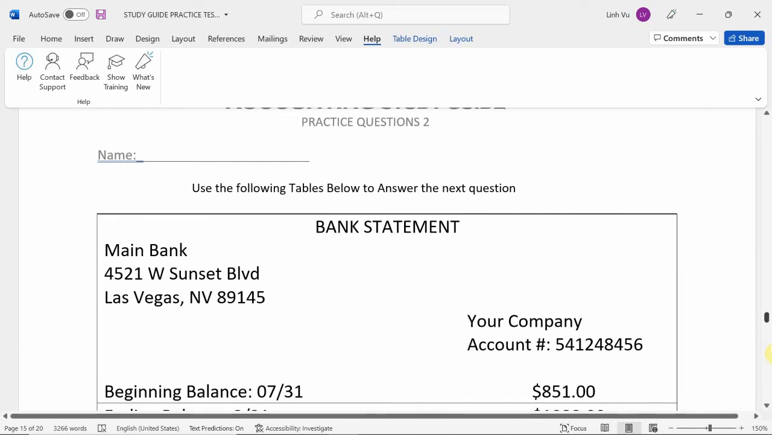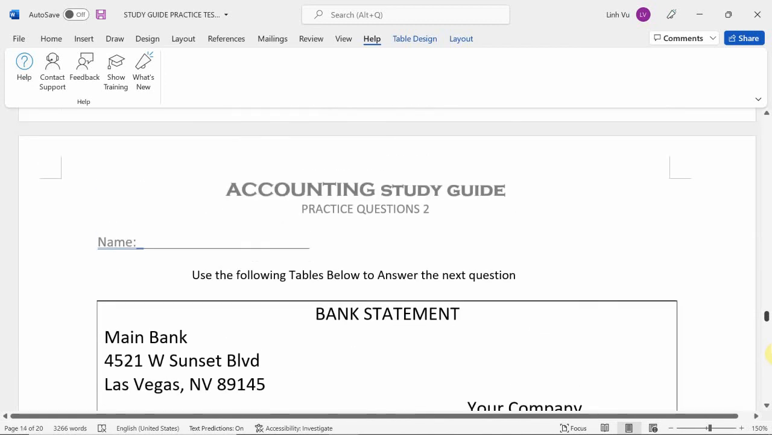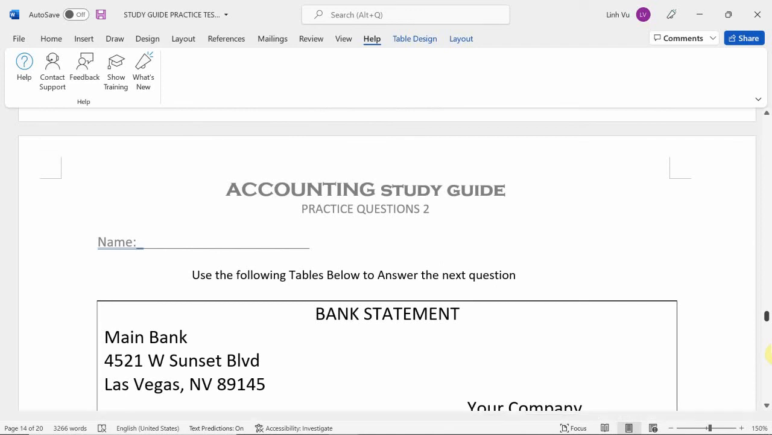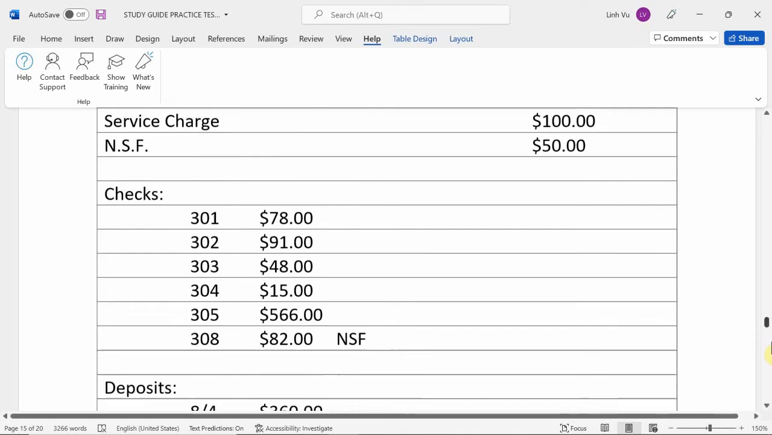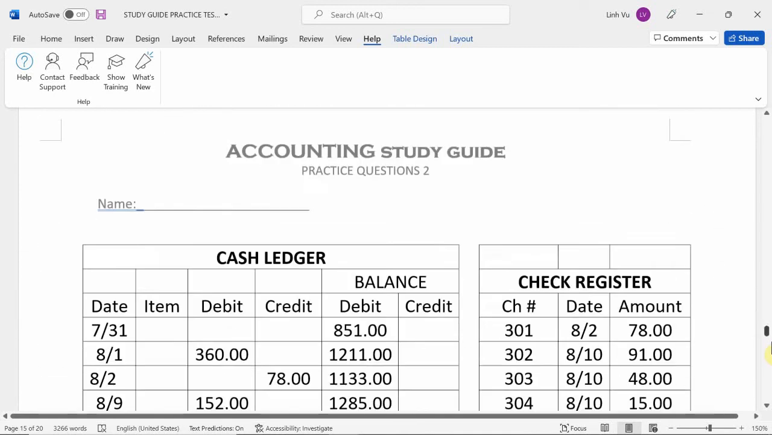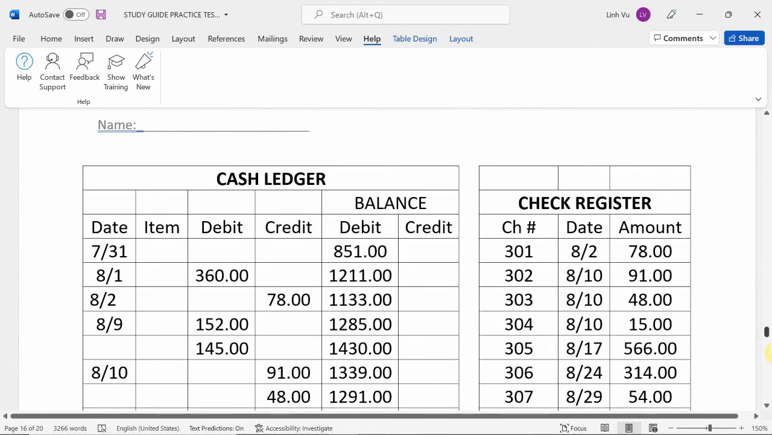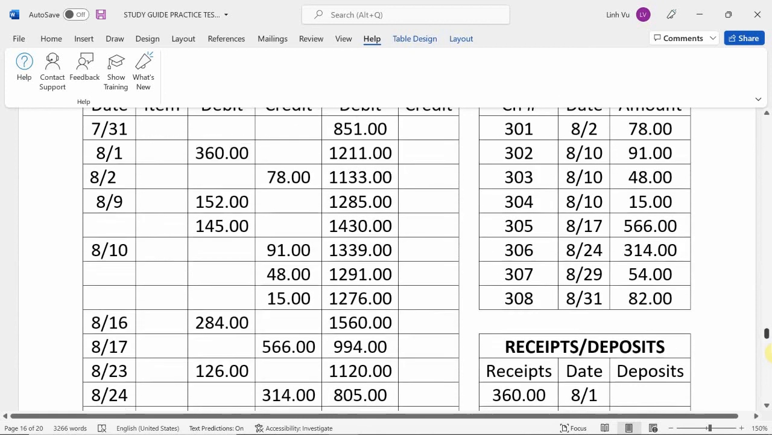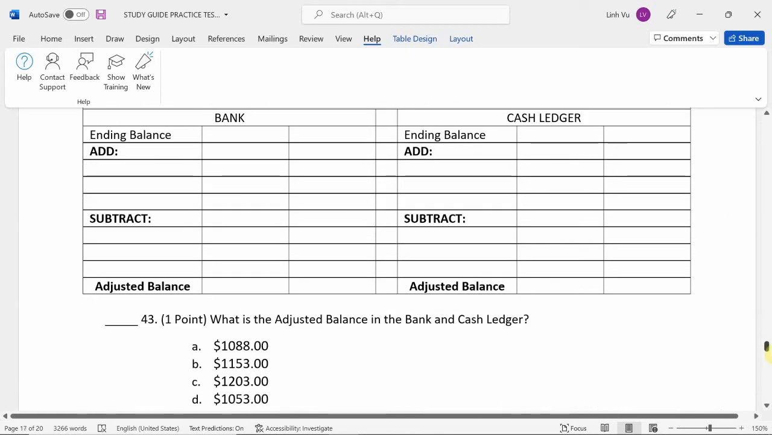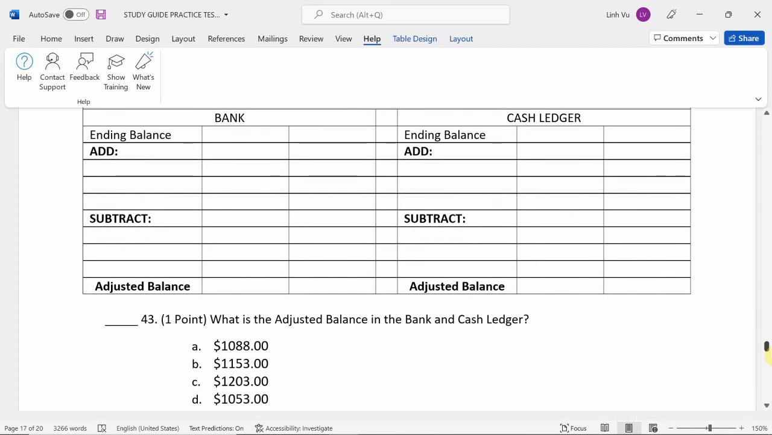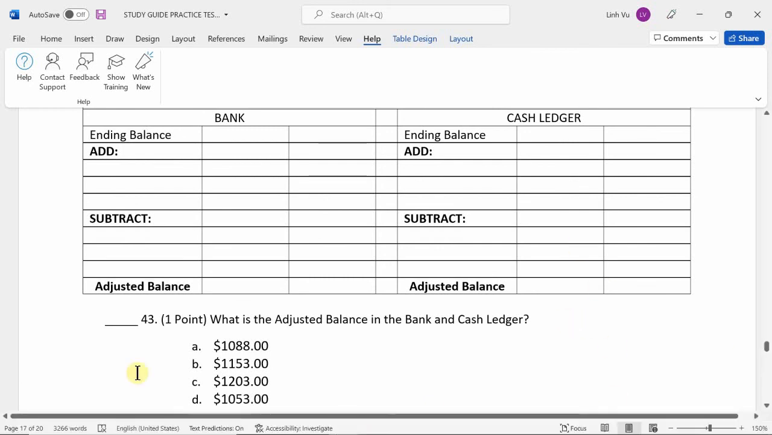So here, for this question, we're going to be using the following tables below to answer the next question. So here is a bank statement. Here is your cash ledger. Here is your check register, and here's your deposits. And here's the table. You need to do a bank reconciliation. So the end goal here for question 43 says, what is the adjusted balance in the bank and cash ledger? So that's what we need to solve. We need to solve for this answer down below.